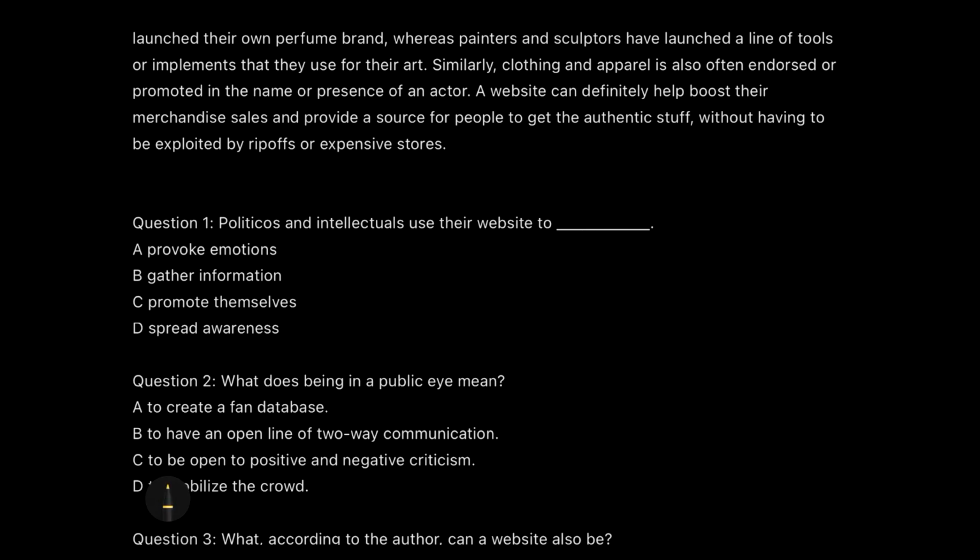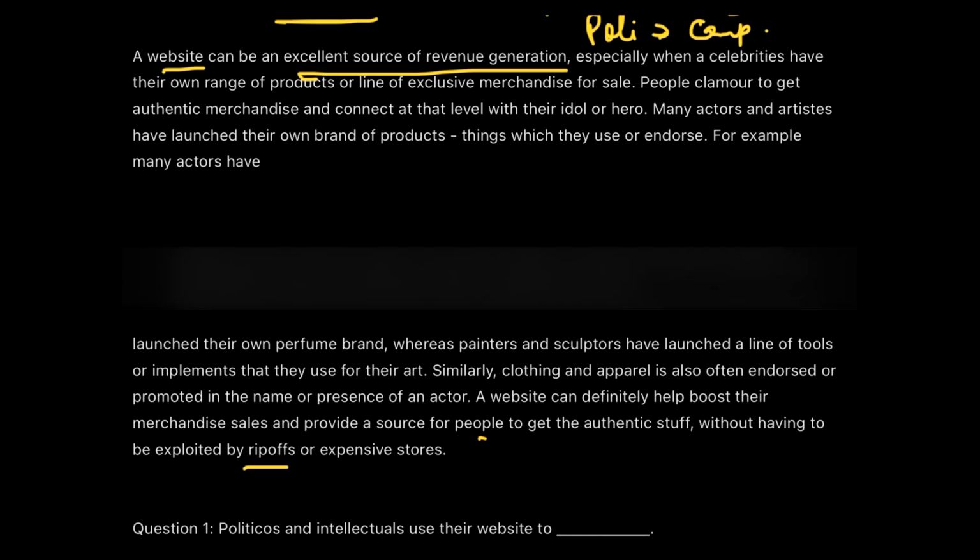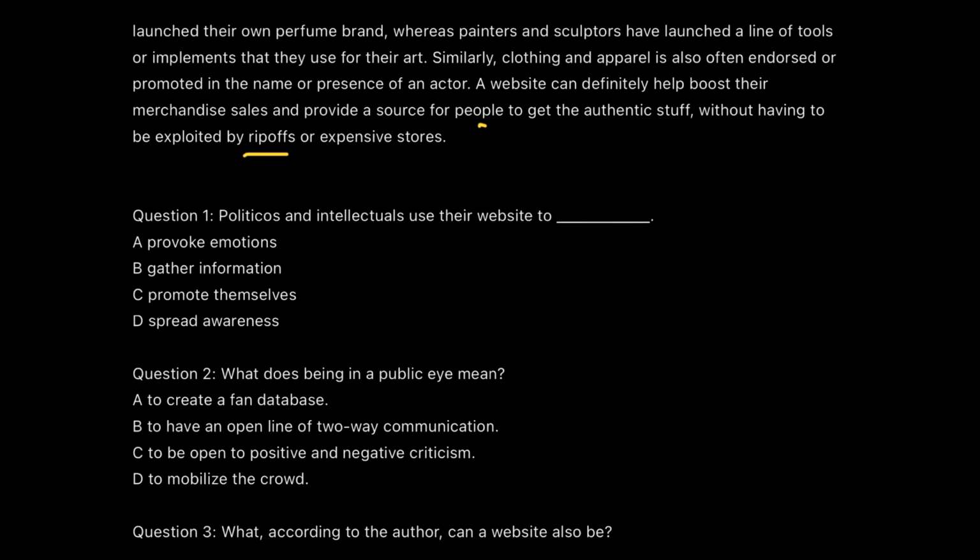And similarly, clothing and apparel is often endorsed or promoted in the name of the presence of an actor. A website can definitely help boost their merchandise sales and provide a source for people to get authentic stuff without having to be exploited by rip-offs, meaning extremely high prices and expensive stores. All right, so this was the sixth paragraph or the fifth paragraph. Let me go and check back. Fifth paragraph. So in the case of the fifth paragraph, what did we learn? That it's a source of revenue generation. That's all.